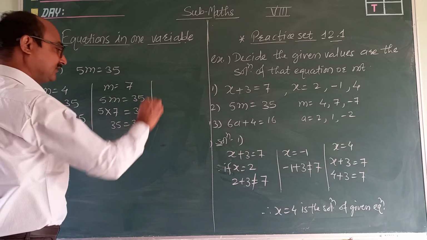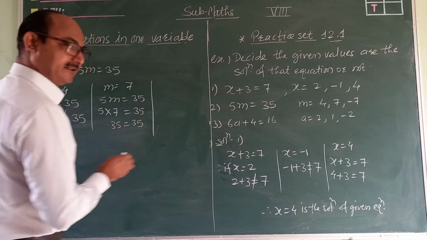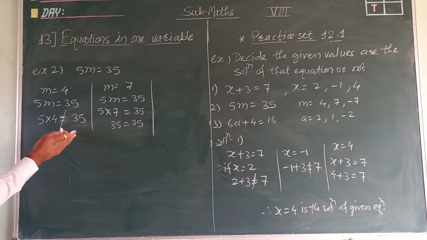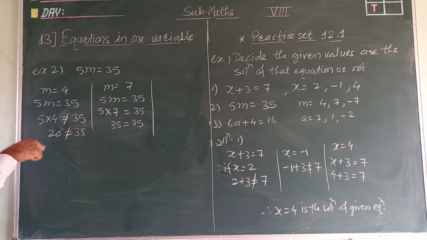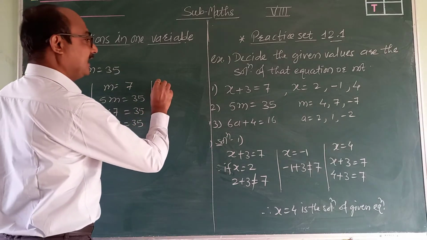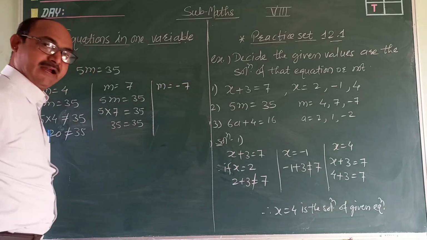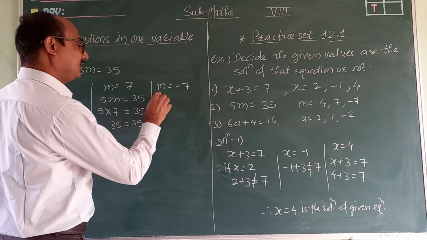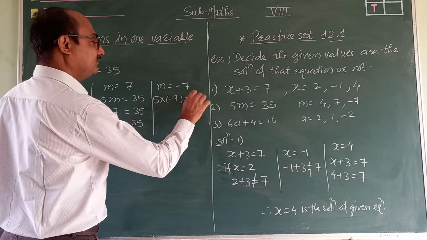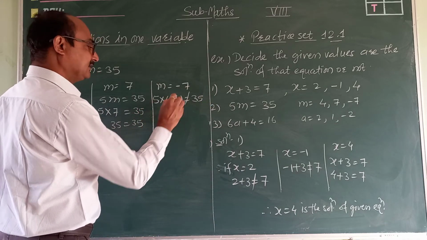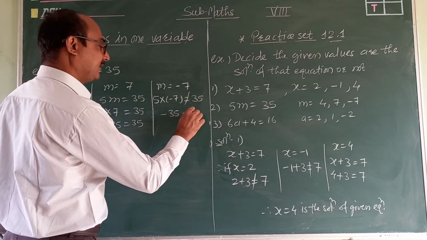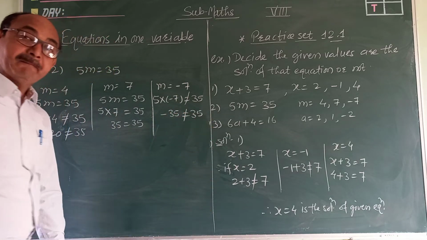Here also you can say 5 fours are 20, which is not equal to 35. These both are correct. 5 fours are 20. So then last value m is equal to minus 7. So 5 multiplied by minus 7 equal to 35. Can we say? No, because 5 sevens are 35, so minus 35 is not equal to plus 35.